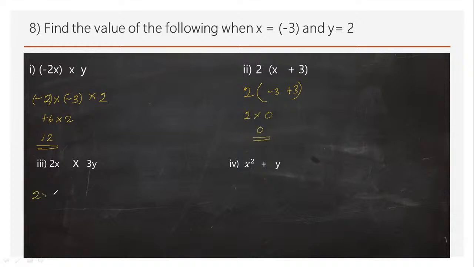2 times minus 3 times 3 times 2. Minus 6 times 6, minus 36. x squared, minus 3 squared, plus 2. 9 plus 2, 11.